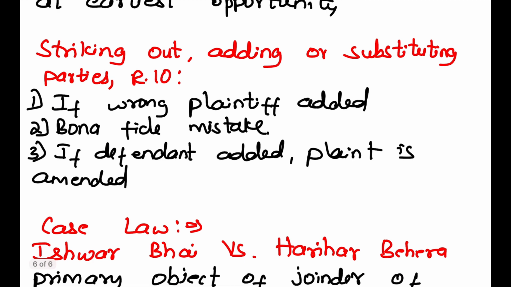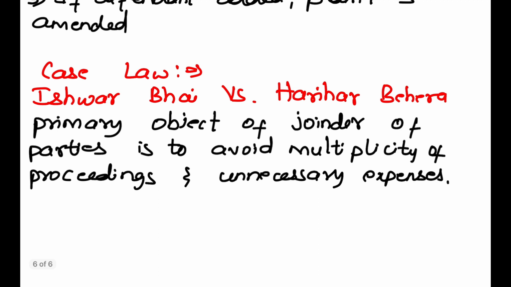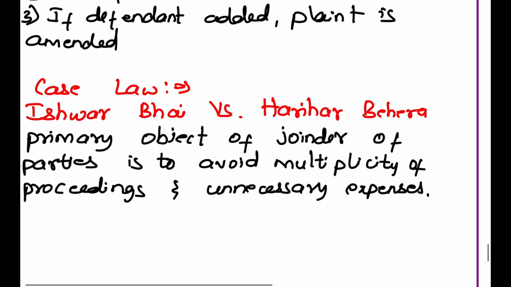So if a wrong plaintiff is added, then it can be struck out. If there is a bona fide mistake, and a defendant is added, a plaintiff is amended. Case law, Ishwarbhai versus Harihar Behera. So the primary object of joinder of parties is to avoid multiplicity of proceedings and unnecessary expenses. So this concludes the second unit.